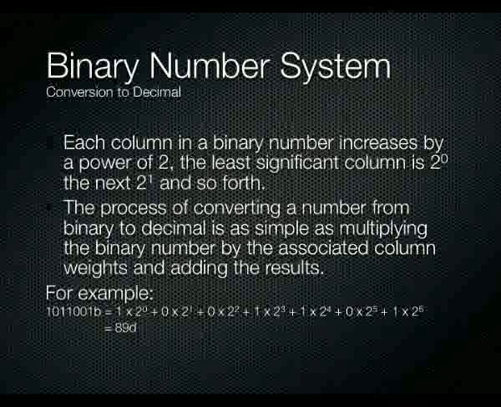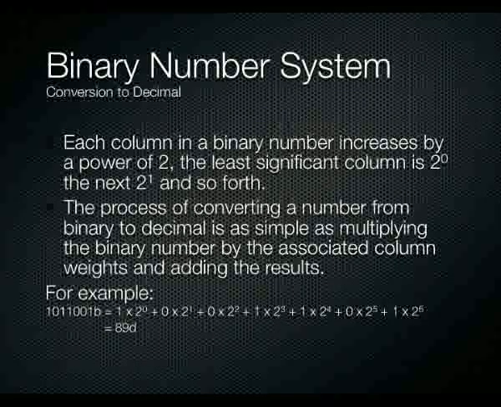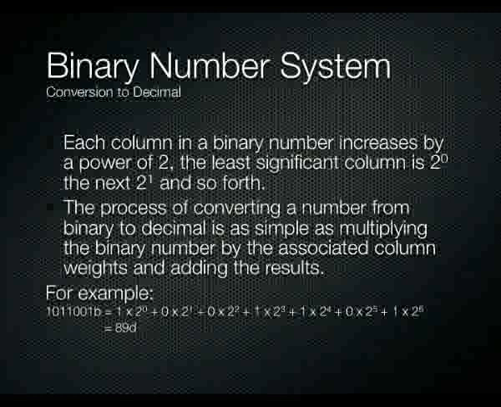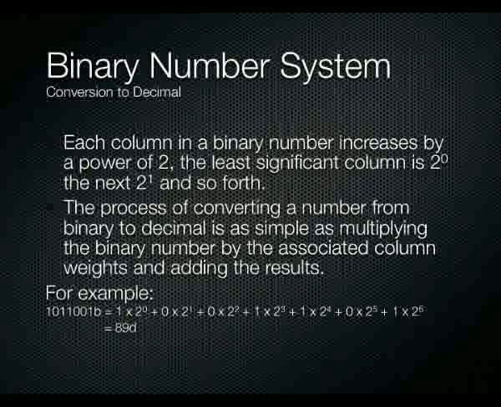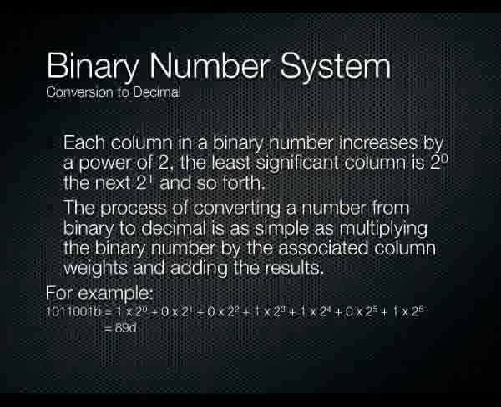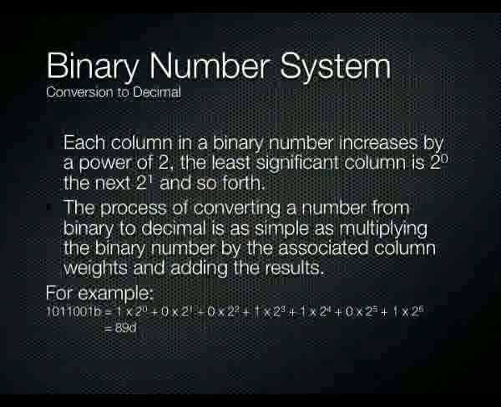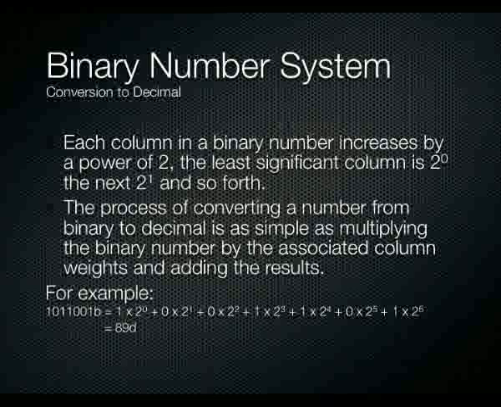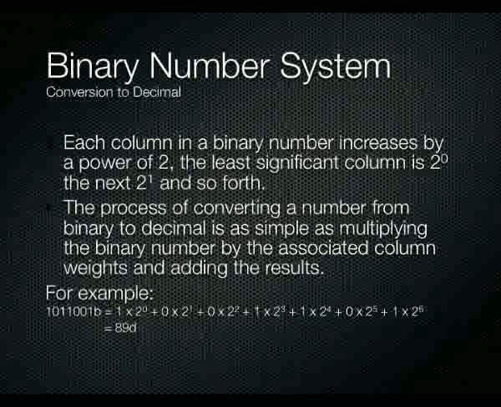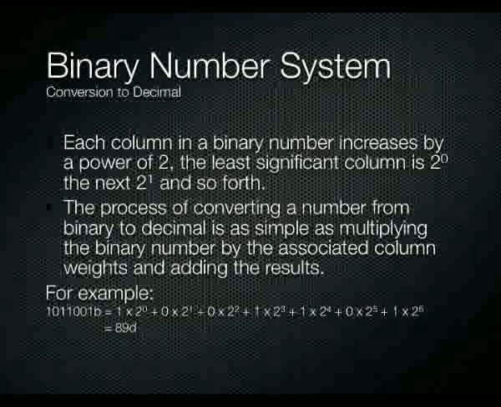We then multiply the next one, which is 0 by 2 to the 1, so 0 by 2, plus 0 by 2 to the 2, which is 4, so 0 by 4, plus 1 by 2 to the 3, which in this case is 8, plus 1 by 2 to the 4, which in this case is 16, plus 0 times 2 to the 5, which in this case is 32, plus 1 times 2 to the 6, which in this case is 64. So when you add them all up, in this case, effectively we've got 64 plus 16 plus 8 plus 1, we get 89 decimal.